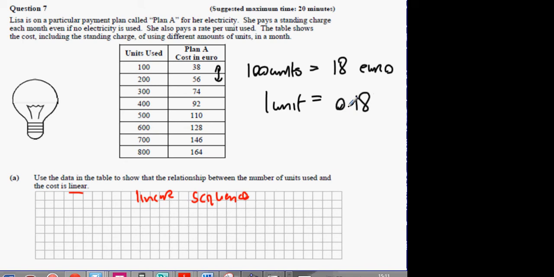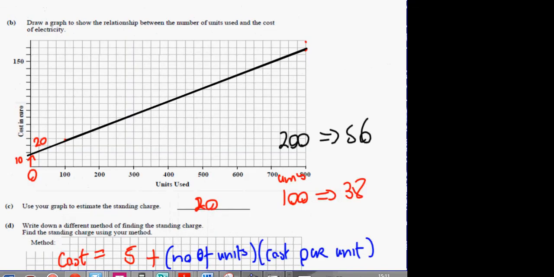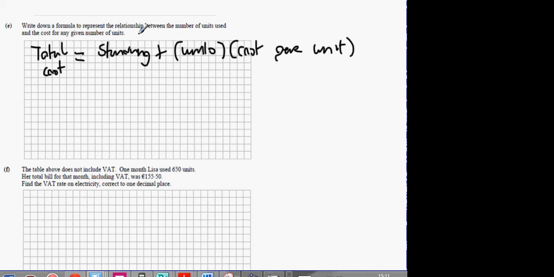0.18, isn't it? That's the cost per unit, right? Is everybody still with me? Okay, that's your cost per unit. So, therefore it's going to equal standing plus units times cost per unit. So it's equal to your standing charge, which is 20. So C, which we'll call T, capital T for total. Total cost equals 20 euro for the standing charge.